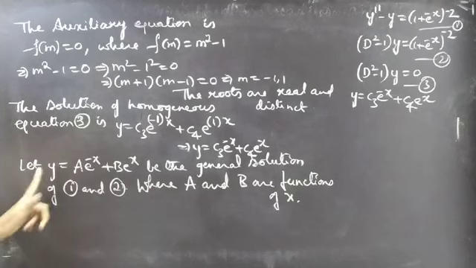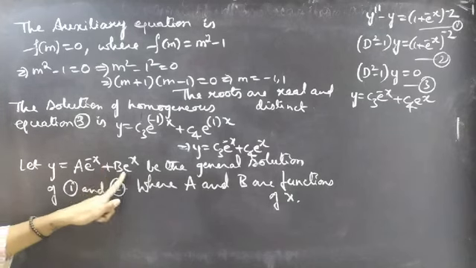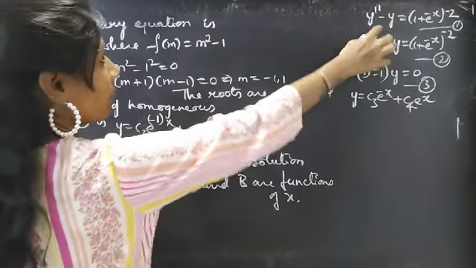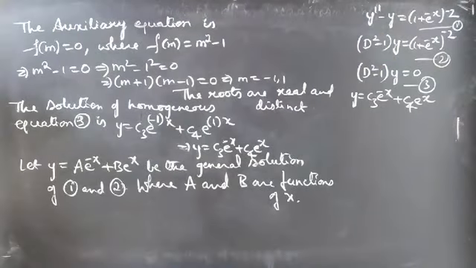Now we have y equal to a e power minus x plus b e power x, which is a solution of 1 and 2. So we can say that this solution satisfies the equations 1 and 2, right? So we can substitute y and y double dash in equation 1. For that we need to find y double dash. So let's find y double dash using y, and later we'll substitute y and y double dash in equation 1.